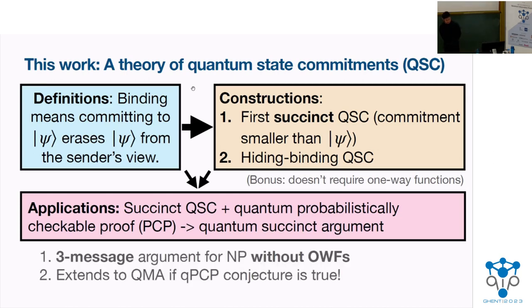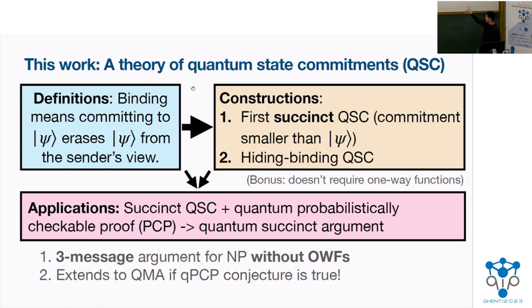Because of the PCP theorem, we know that PCPs exist for all of NP. So plugging this in for that quantum PCP part, we actually get a three-message argument for all of NP without one-way functions. Now, classically, it's known how to do this using four messages and from CRHFs. But we're able to weaken the assumption and reduce the number of messages by using succinct QSEs. And the same protocol extends to all of QMA if the quantum PCP conjecture is true.